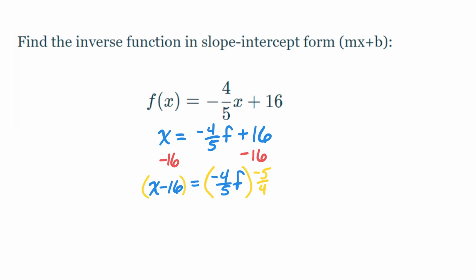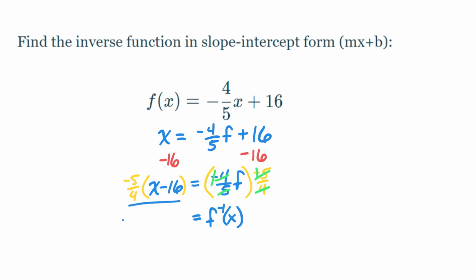So what I'm going to do is multiply both sides times this. The reason why I would do this is the 5 cancels the 5, the 4 cancels the 4, and the negative cancels the negative. So I end up with the f by itself on the left side. This is a version of the answer.